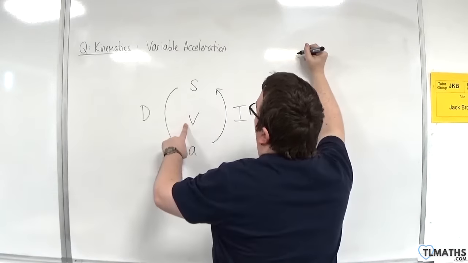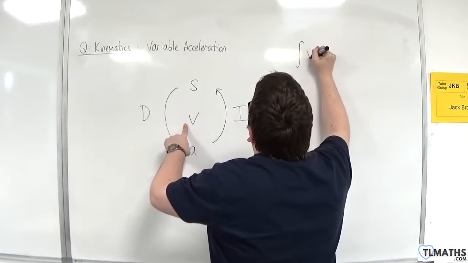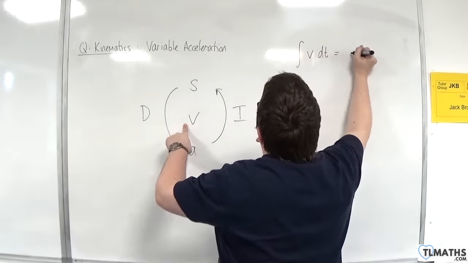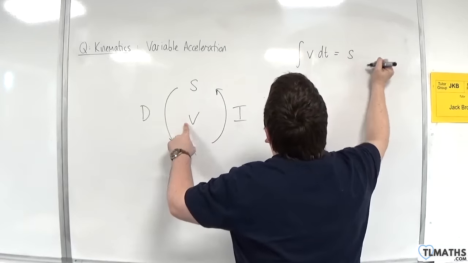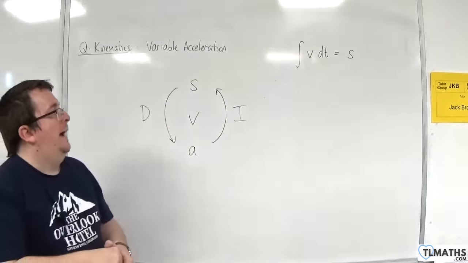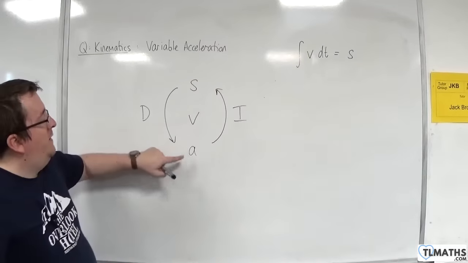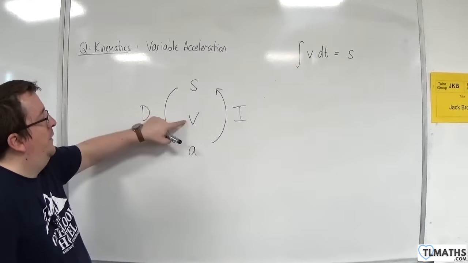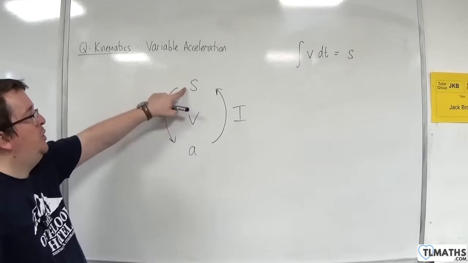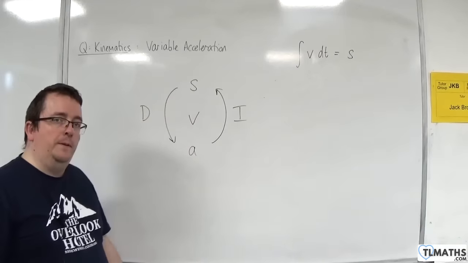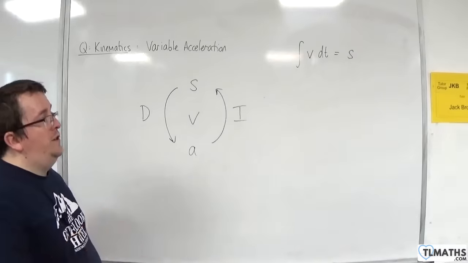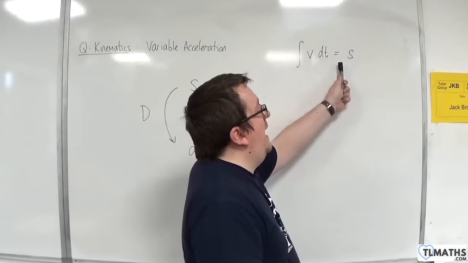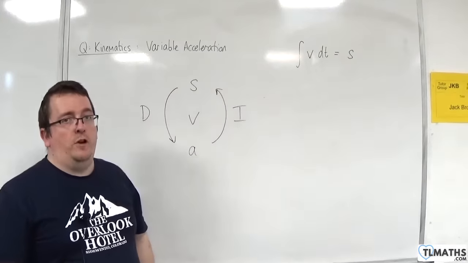Okay, so if you want the displacement and you've got the velocity, then you integrate the velocity with respect to time to get the displacement. Okay, and so you integrate the acceleration to get the velocity. You differentiate the velocity to get the acceleration. You differentiate the displacement to get the velocity. Okay, now when you are integrating, do not forget your constants of integration.